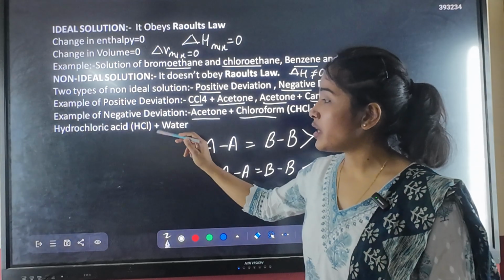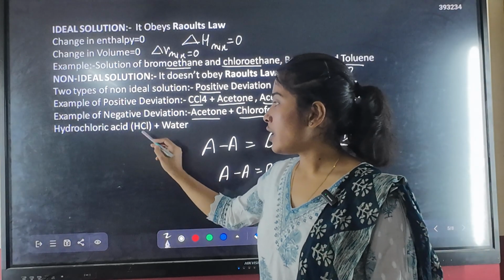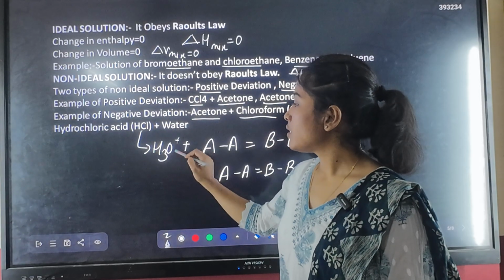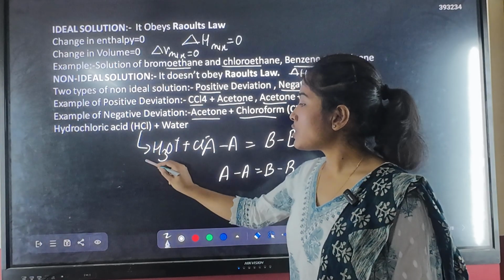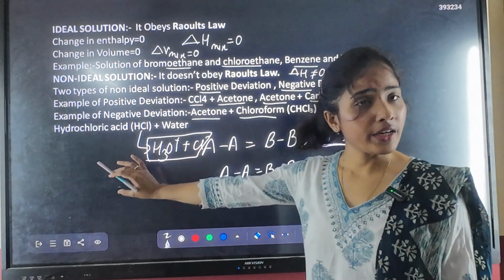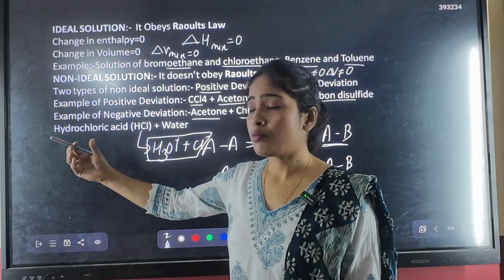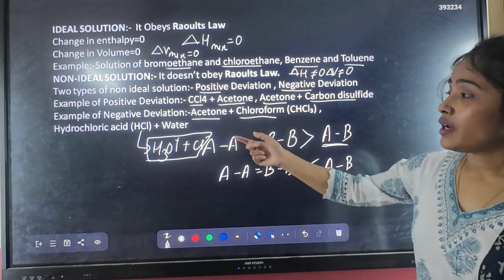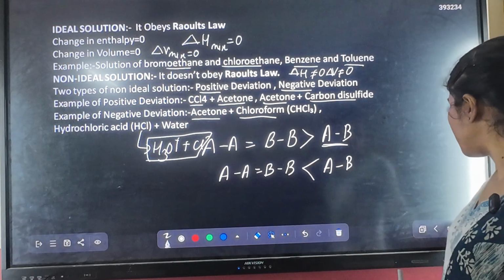Our HCl and water will react together and form hydronium ion plus Cl negative in the solution. So we can clearly see that here the interactions are more feasible than the previous one. That is why they show the negative deviation.